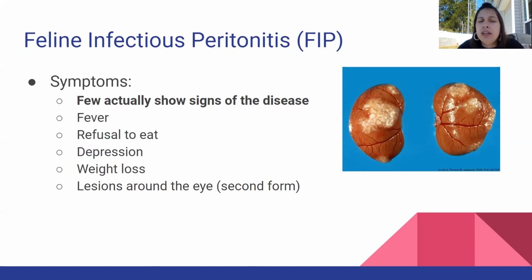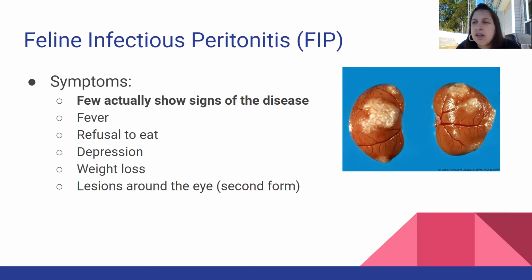Unfortunately, though, you typically don't see a ton of symptoms. The lesions on the eye are probably going to be one of the giveaways that they have FIP and they have the dry version of it, because that's going to be an external sign that you're going to see. The rest of it, you can just chalk up to, oh, my cat's having a bad day.